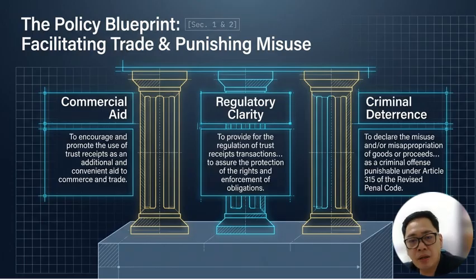And lastly, criminalizing misuse. This provision gives the trust receipts law its strict enforcement power. It explicitly declares that if an entrustee misuses or misappropriates the goods, documents, or the proceeds from their sale, it is not just a breach of contract, but a criminal offense. Specifically, such violations are punishable under the crime of estafa under Article 315 of the Revised Penal Code.